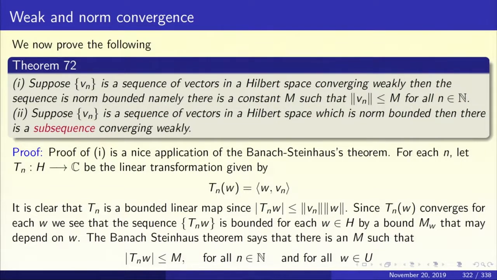What do I mean by that? Norm Vn must be bounded. That is, there is a constant m such that norm Vn is less than or equal to m for all natural numbers n. In short, weak convergence implies norm boundedness. Conversely, if a sequence of vectors in a Hilbert space is norm bounded, then it has a weakly convergent subsequence. That's the second part of the theorem.